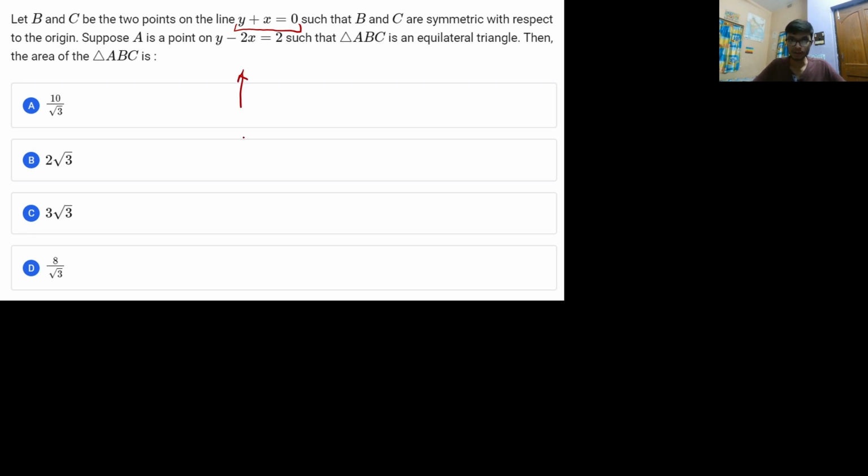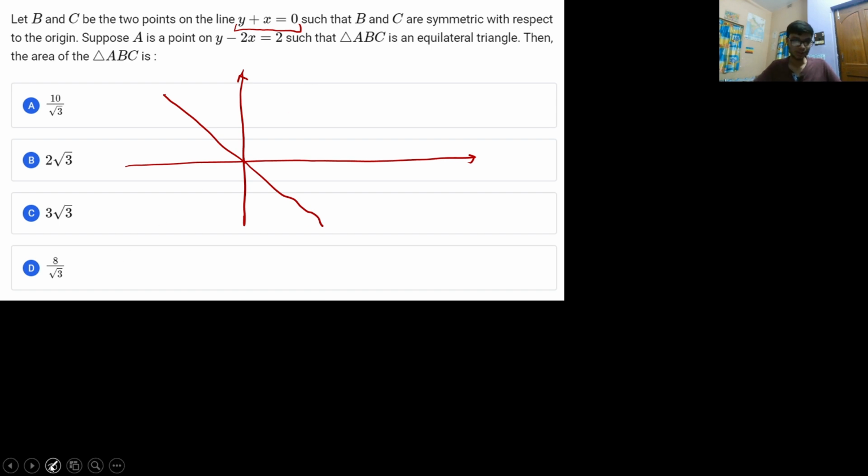If you try to visualize the situation, this is the equation of the line x equals minus y. Don't go by my diagram, I am drawing very poorly these days. Points B and C are symmetric with respect to the origin. That means for the line segment BC, the origin is the midpoint.